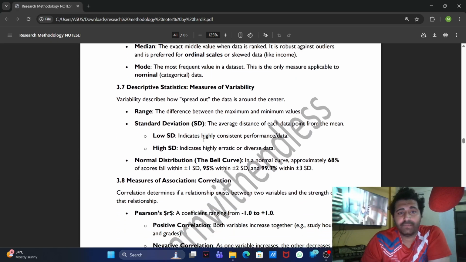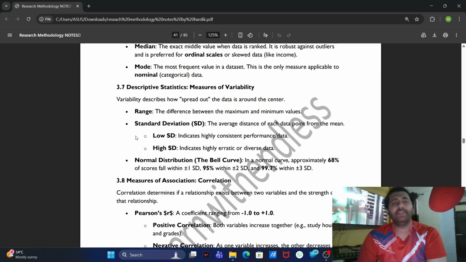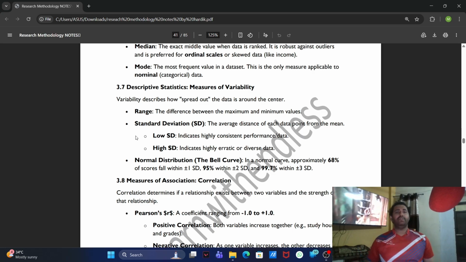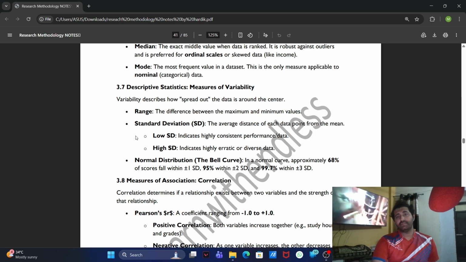Next topic, descriptive statistics: measures of variability. Variability describes how spread out the data is around the center. It is divided into range, standard deviation, and normal distribution. Range: the difference between maximum and minimum values. Standard deviation: the average distance of each data point from the mean. Low SD indicates highly consistent performance data. High SD indicates highly erratic data.